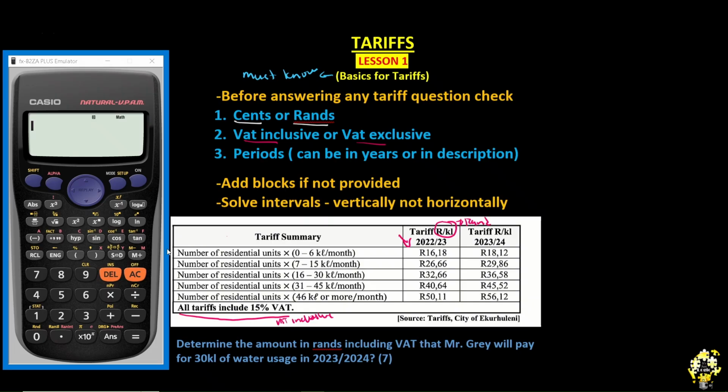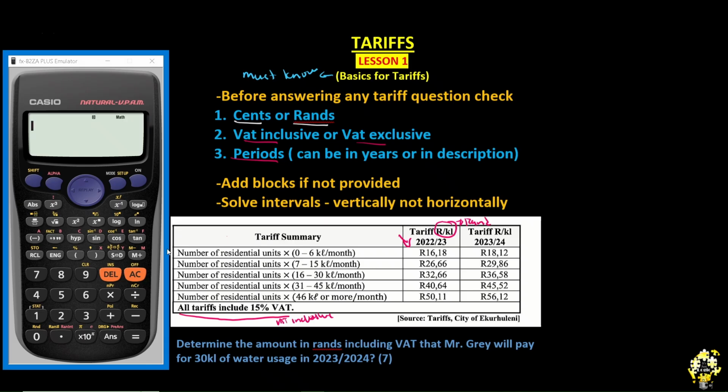You need to understand that, because if you choose the wrong period, your answer will definitely be wrong. Just imagine doing all the steps right. Only it's like taxation. You have done everything correctly only to find out that you chose the wrong bracket. Don't make that mistake. You must look at the periods and you must identify which period exactly are they asking you to focus on. If there are no blocks, you have to add them.